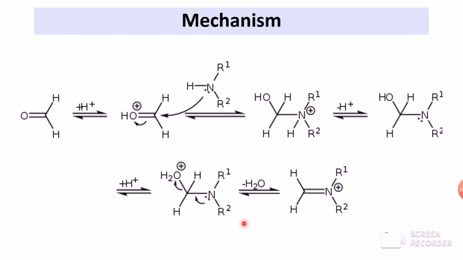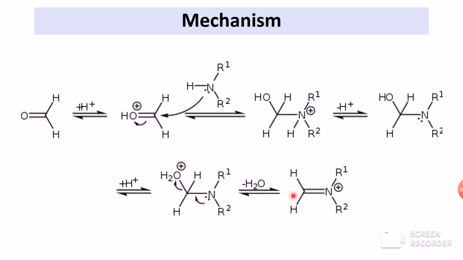In any competitive exam, they will not ask mechanism-related questions. So we are not going to discuss this mechanism in detail, but they can ask the name of an intermediate formed in a reaction. Here this intermediate is formed, and its name is Schiff base, or imine.